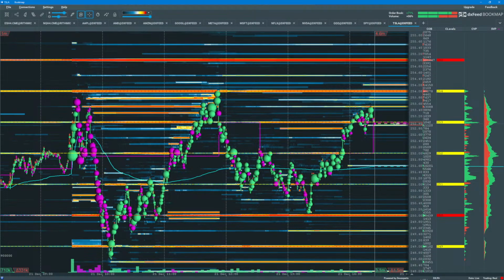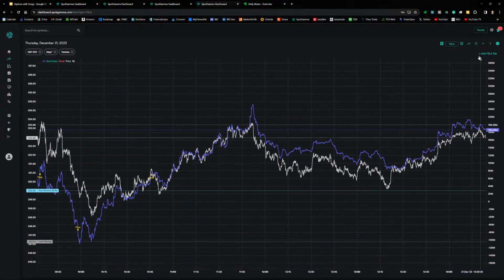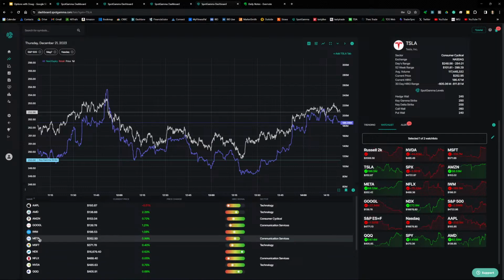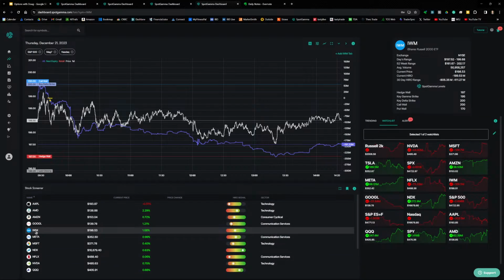So a mixed picture today. Apple negative, AMD and Tesla positive. All right, IWM. WRB wants to take a look at IWM. Let's go to Hero. And hedging flow in IWM is negative today.